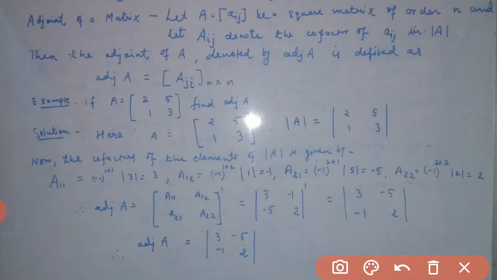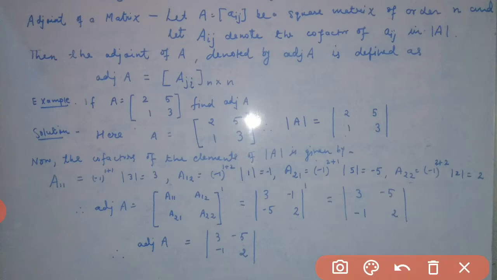So A11. What is A11? Minus 1 to the power 1 plus 1, as we have done in the previous classes. Then the determinant 3. Why 3? Because we cross out that row and column, and we are left with 3. So here it is 3. So we have A11. Similarly, we can find the values of A12, thereafter A21 and then A22. Therefore, the adjoint of A is made from A11, A12, A21 and A22.